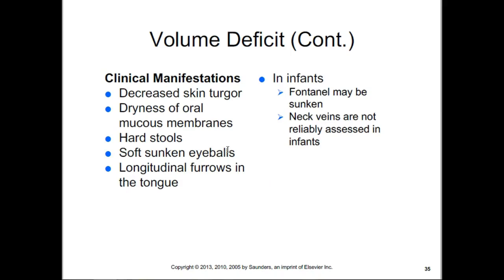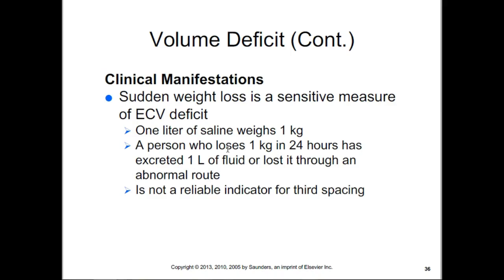Decreased skin turgor, dryness of oral mucous membranes, hard stools, sunken eyeballs, and you might even see longitudinal furrows in the tongue. In infants, remember the anterior fontanelle, the top one between your frontal bone and your parietal bone, which is diamond-shaped, will be sunken inward, and neck veins are usually not reliably assessed in infants. So those are some clinical manifestations of volume deficit.